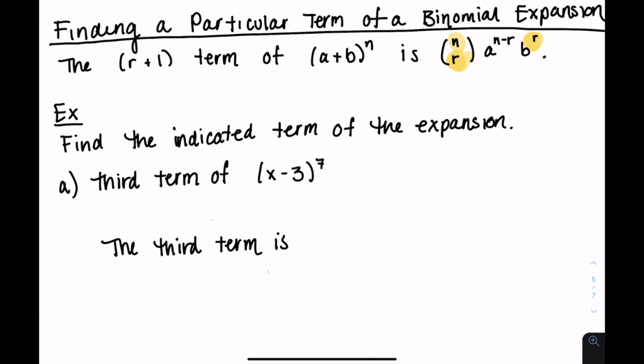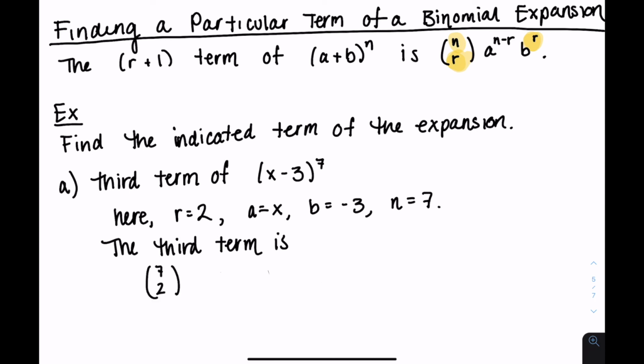And so we want to start out with the third term of (x minus 3) to the 7th. So here, your value of r is 2. It's 1 less than third. A is equal to x, b is negative 3, and then n is equal to 7. So you would start out for those coefficients 7 choose 0, 7 choose 1. Finally, the third term would be 7 choose 2. The value of b gets raised to exactly that second power, and then the value on the a component is n minus 2, so 7 minus 2.